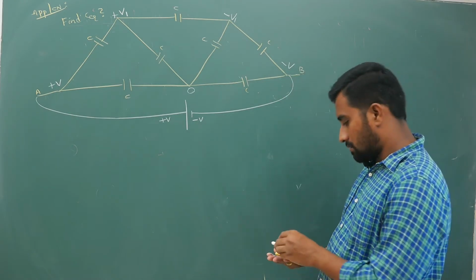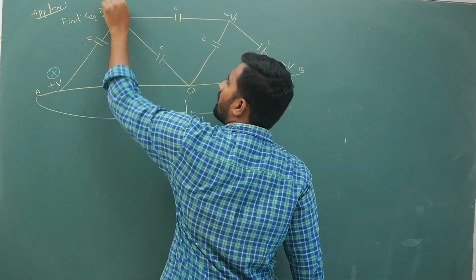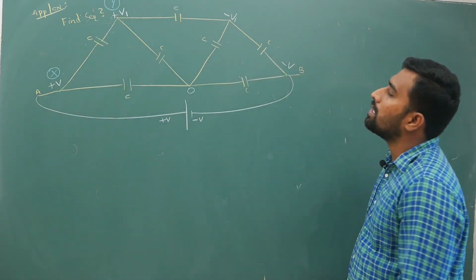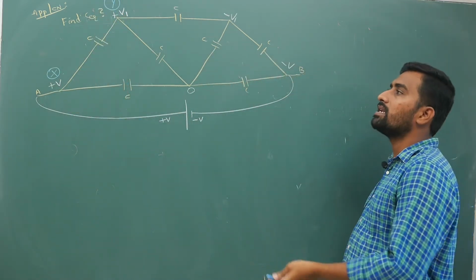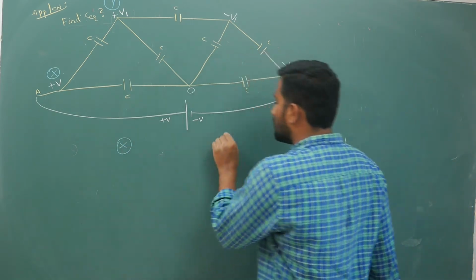Now once again, identify your nodes, node X, node Y. Two are enough because we only have V1 as the unknown variable, V will anyhow cancel off. So for node X, what is your equation?